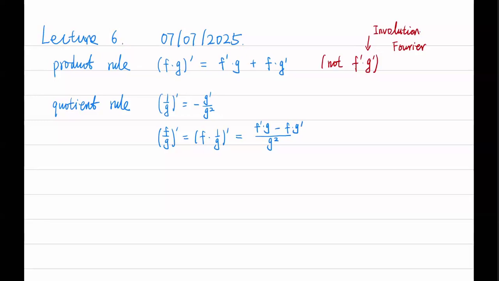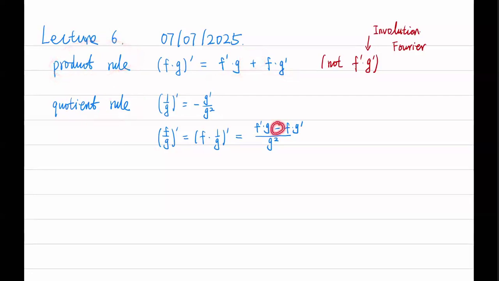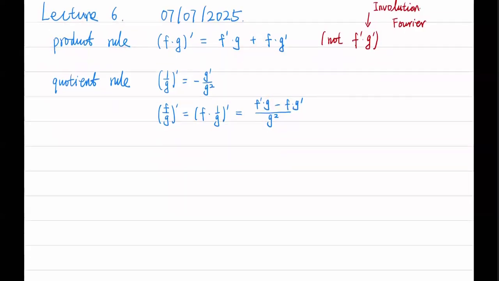And so be careful. For the product rule, what we have is the plus of the two parts. For the quotient rule, we have the difference of the two parts, besides the denominator. Know the difference between the product rule and the quotient rule. Okay, then we verified two fundamental limits, very important limits.